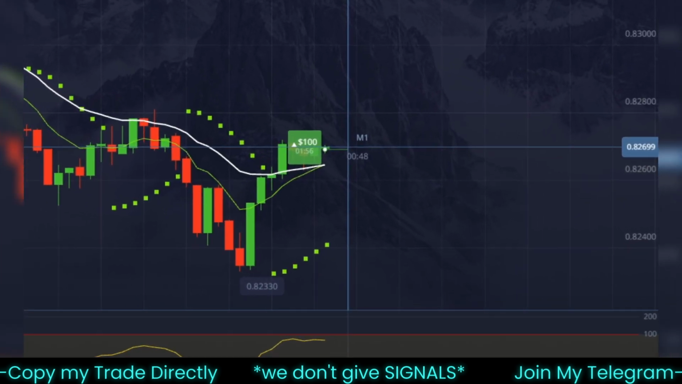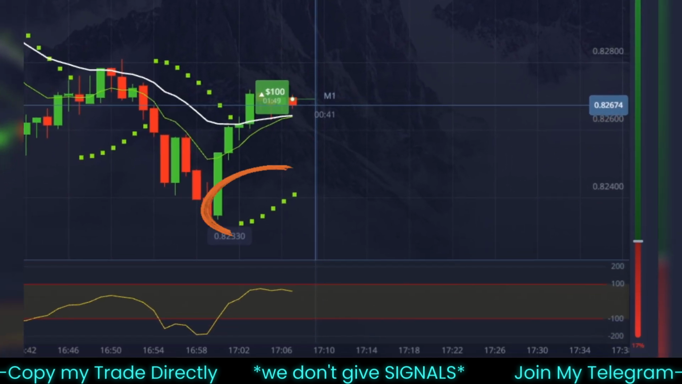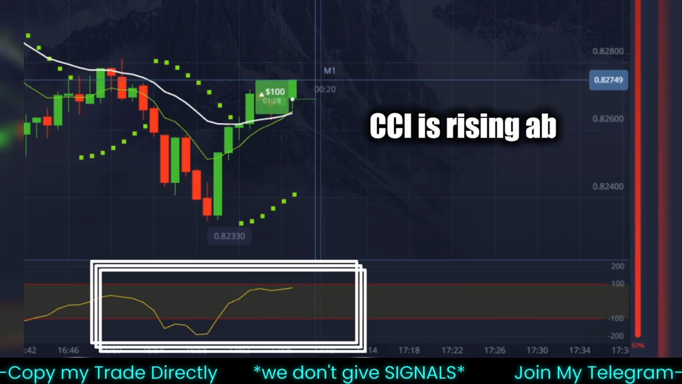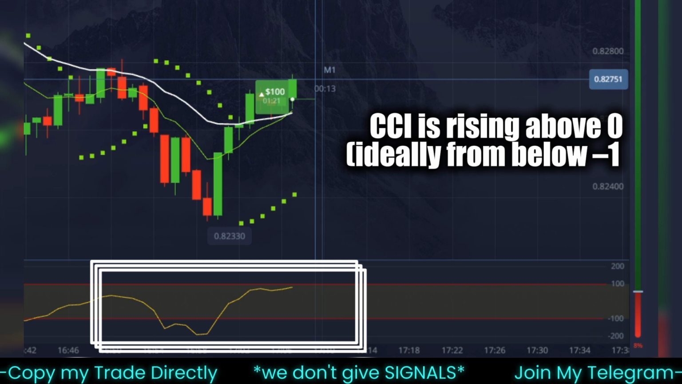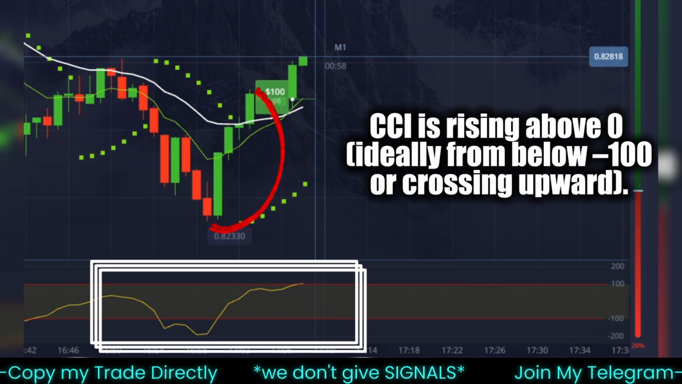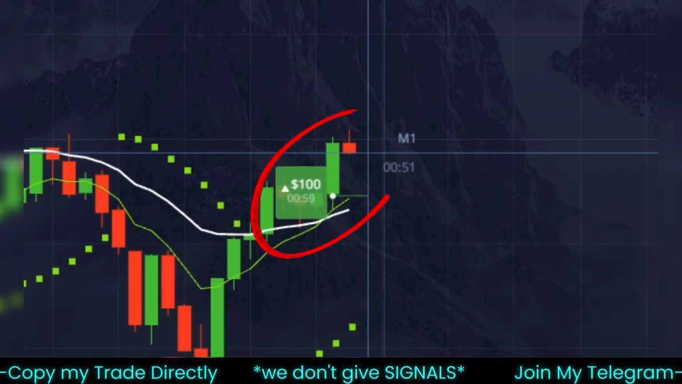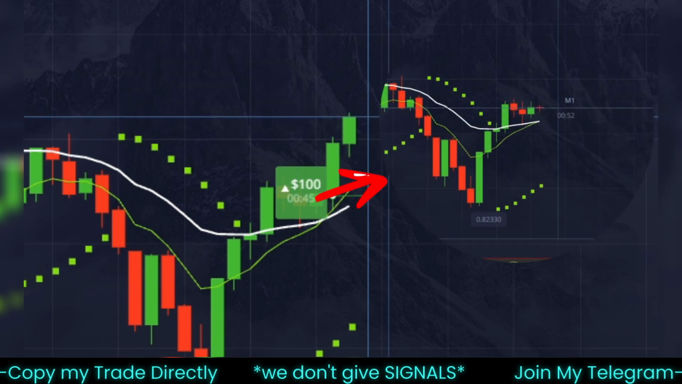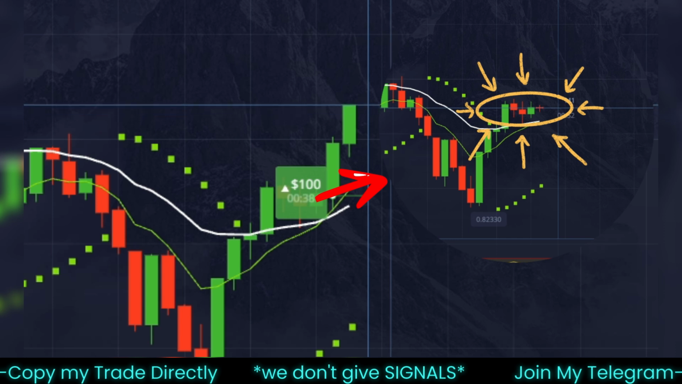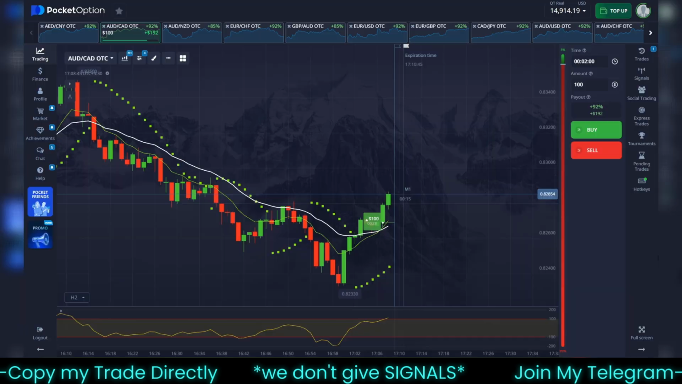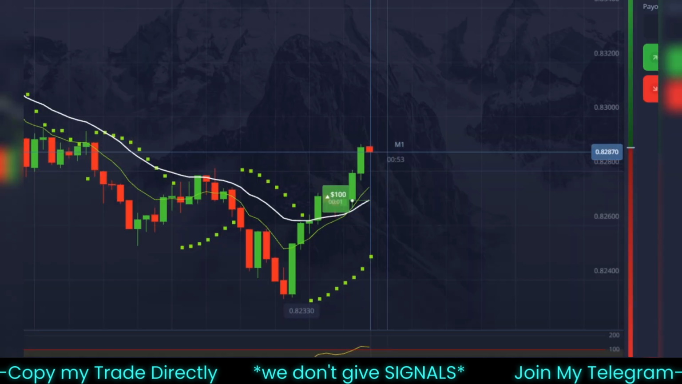Here I marked the setup in the buy direction, because the parabolic SAR dots were below the candle, which means the pressure of buyers is in the market. Then I checked the CCI yellow line, and you can check it, friends, that it is crossing inside the minus 100 level from outside, which means this is also confirmed. And the main thing is this moving average green line was also cutting this white line in the up direction. And here these 2 candles also show rejection, which means this entry is going to be a deeply favorable outcome. So let's wait and see. And it's correct, guys. The outcome is as we expected.